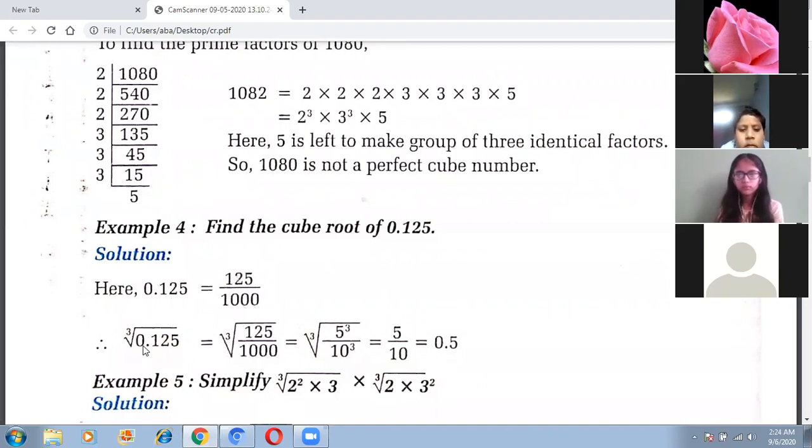Okay. Cube root of 0.125 equal to cube root of 125 upon 1000. Now what is the cube root? 125 means 5 cube or not? 5 into 5 into 5, 125. What is the cube root of 1000?